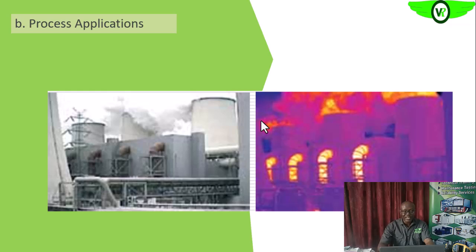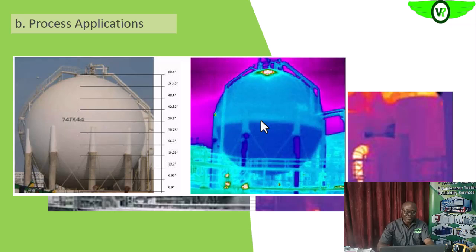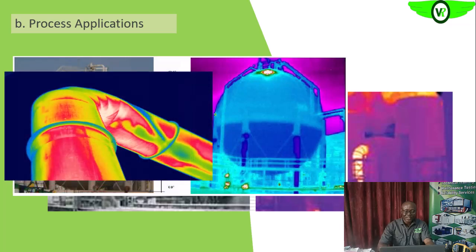So these are some of the areas. It has a wider area of application even in process. So you see this is a compressed gas or liquefied gas tank. Merely looking at the tank, you will not know the level of fluid, but here you are seeing clearly from the thermogram the level of fluid in that tank. So you can use the infrared camera to also determine the level of fluid or liquid in a tank, as you can see here.